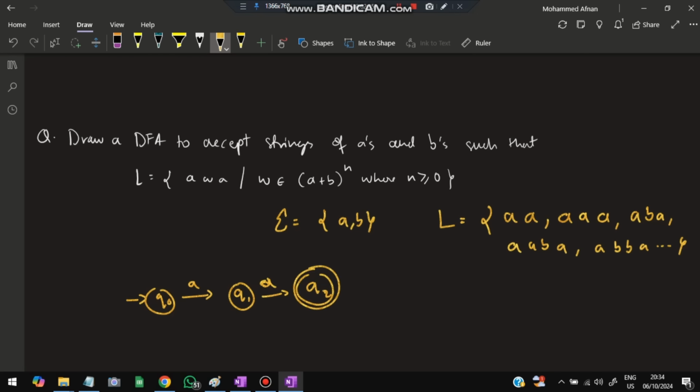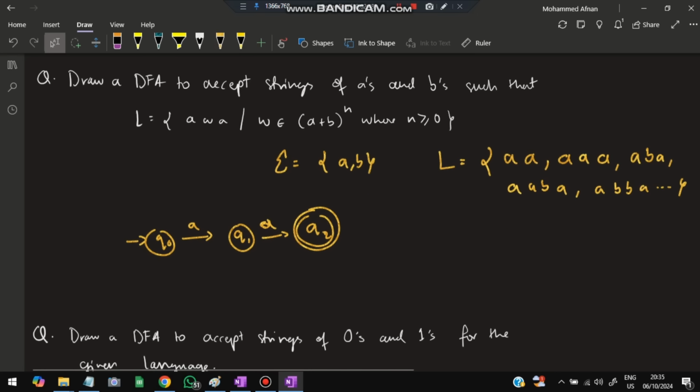Okay, now the question is, we have to define for each, is Q naught having both A and B? No, it's not having B. If B is there, what should we do? It must start with A. There is no other possibility for any other alphabet. It should start with A. If it does not start with A, it will go to the dead state. Okay, Q3 will be the dead state here. And will go there, and here A and B will be looped here.